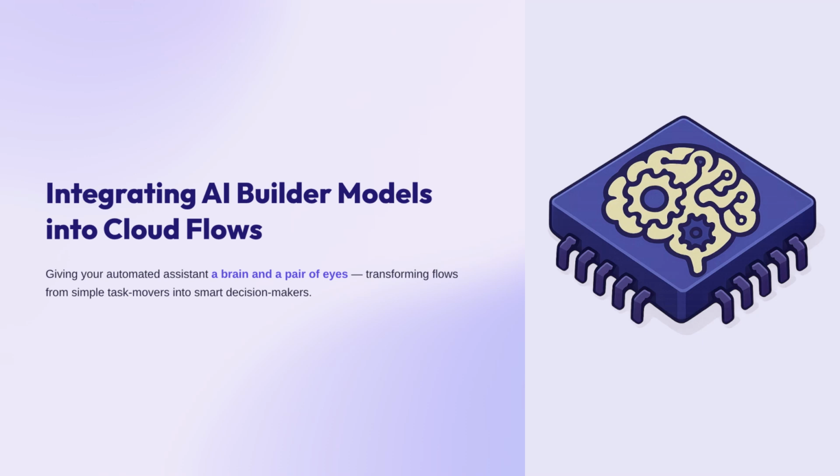You see, standard automation is great at moving data from point A to point B, but it's a bit robotic. It doesn't understand what it's looking at. By adding AI Builder, your flow can actually read a document, recognize a face, or sense if a customer is happy or sad.